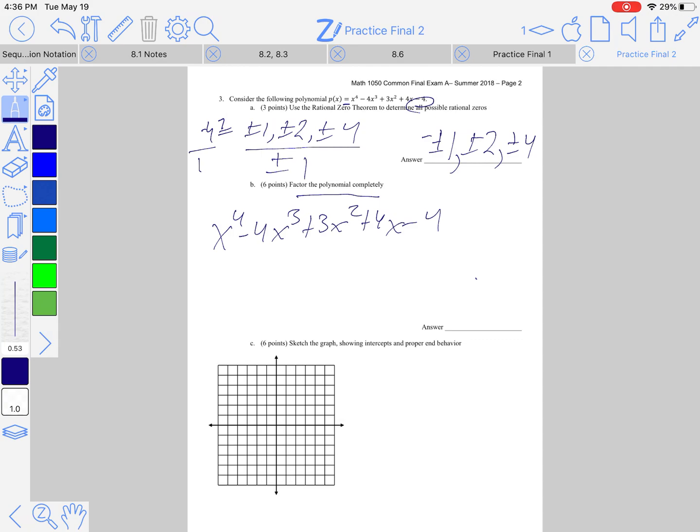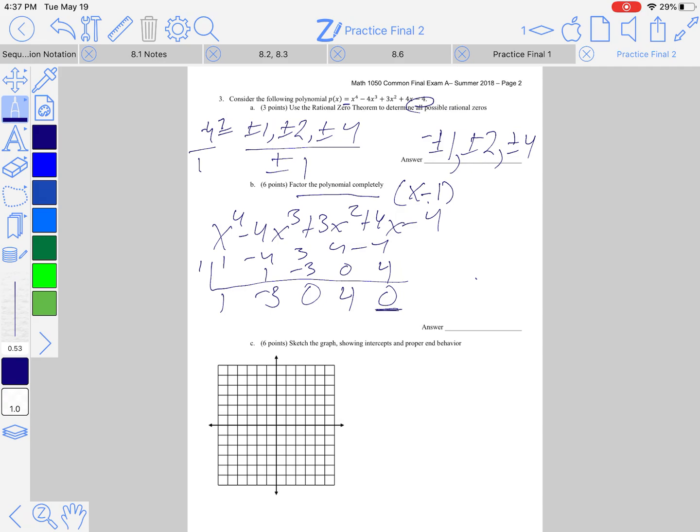Let's try 1 and see if 1 works. So 1 divides into 1, -4, 3, 4, -4. Drop the 1, multiply. -4 plus 1 is -3, multiply. 3 plus -3 is 0. 0 times 1 is 0, add. 4 plus 0 is 4. 4 times 1 is 4, add. -4 plus 4, 0. That ends in a 0, so 1 is a zero, which means x minus 1 is a factor.